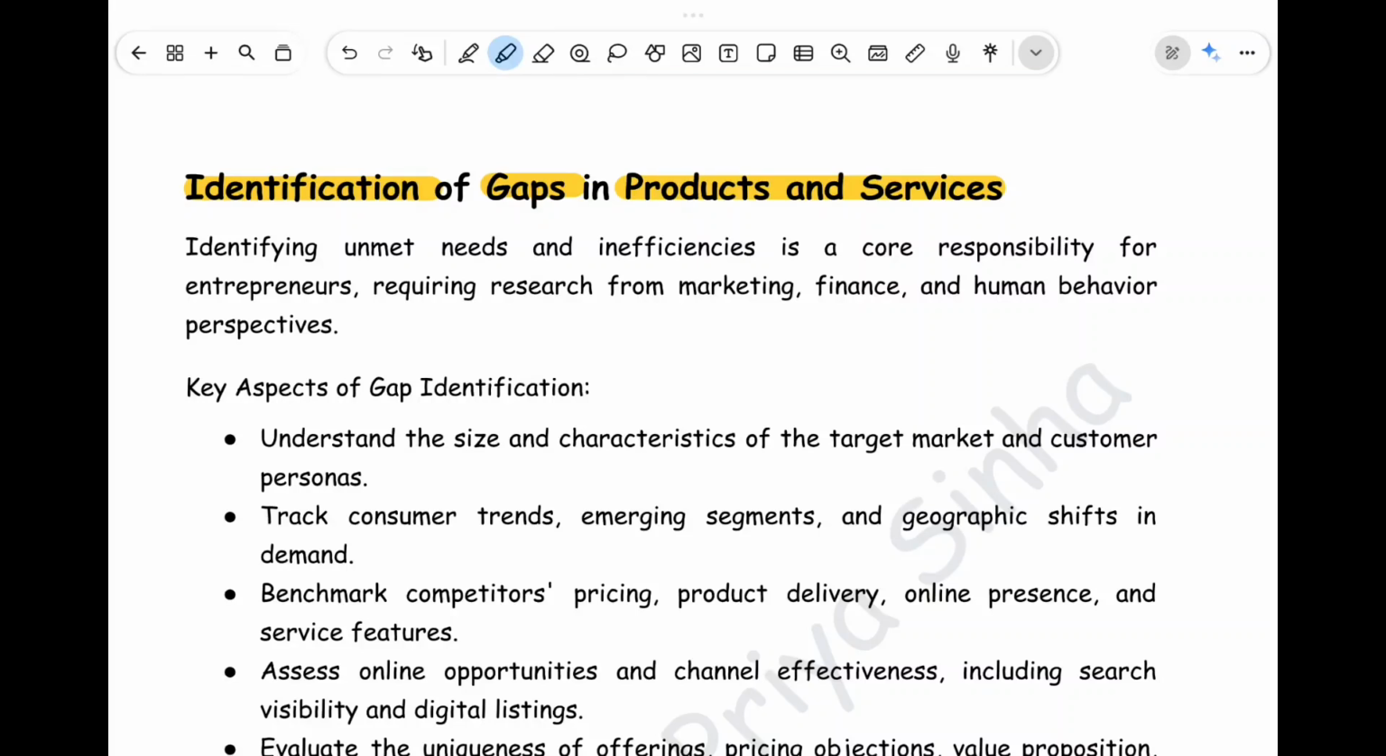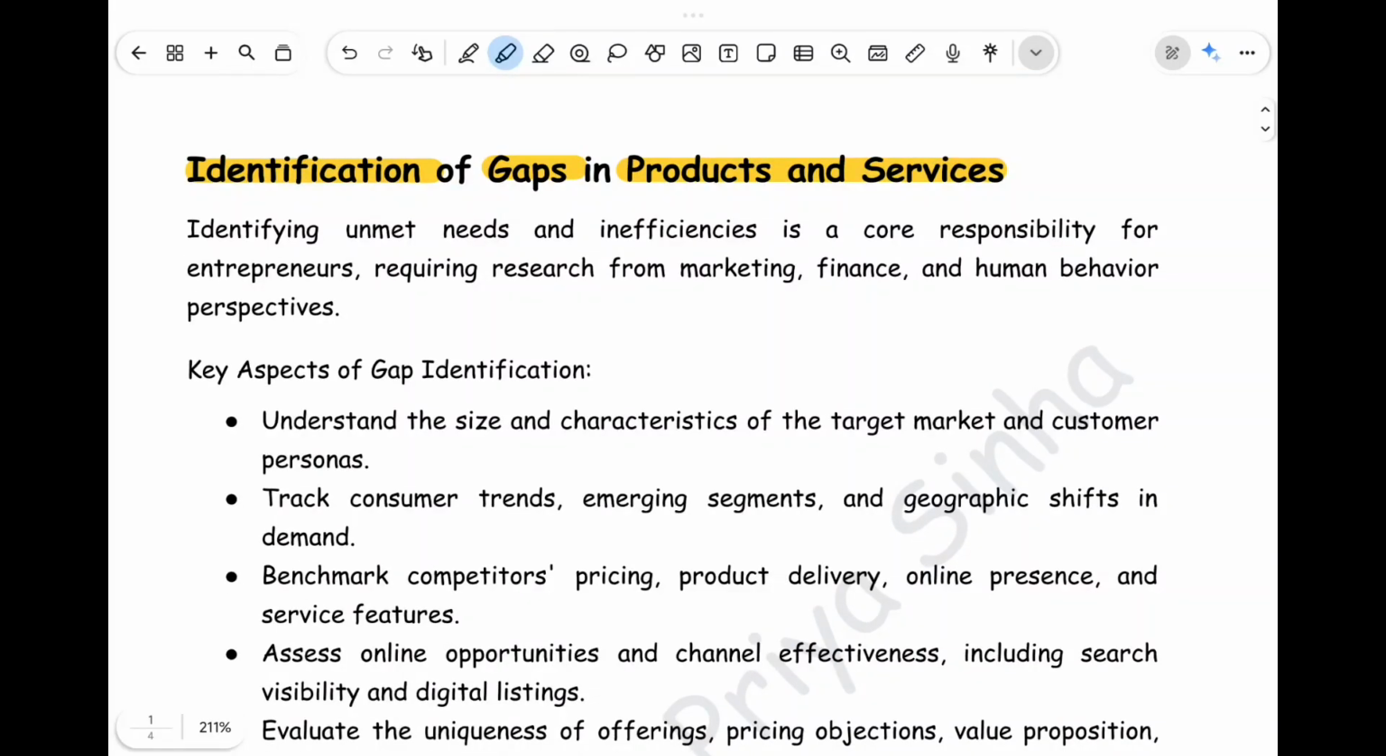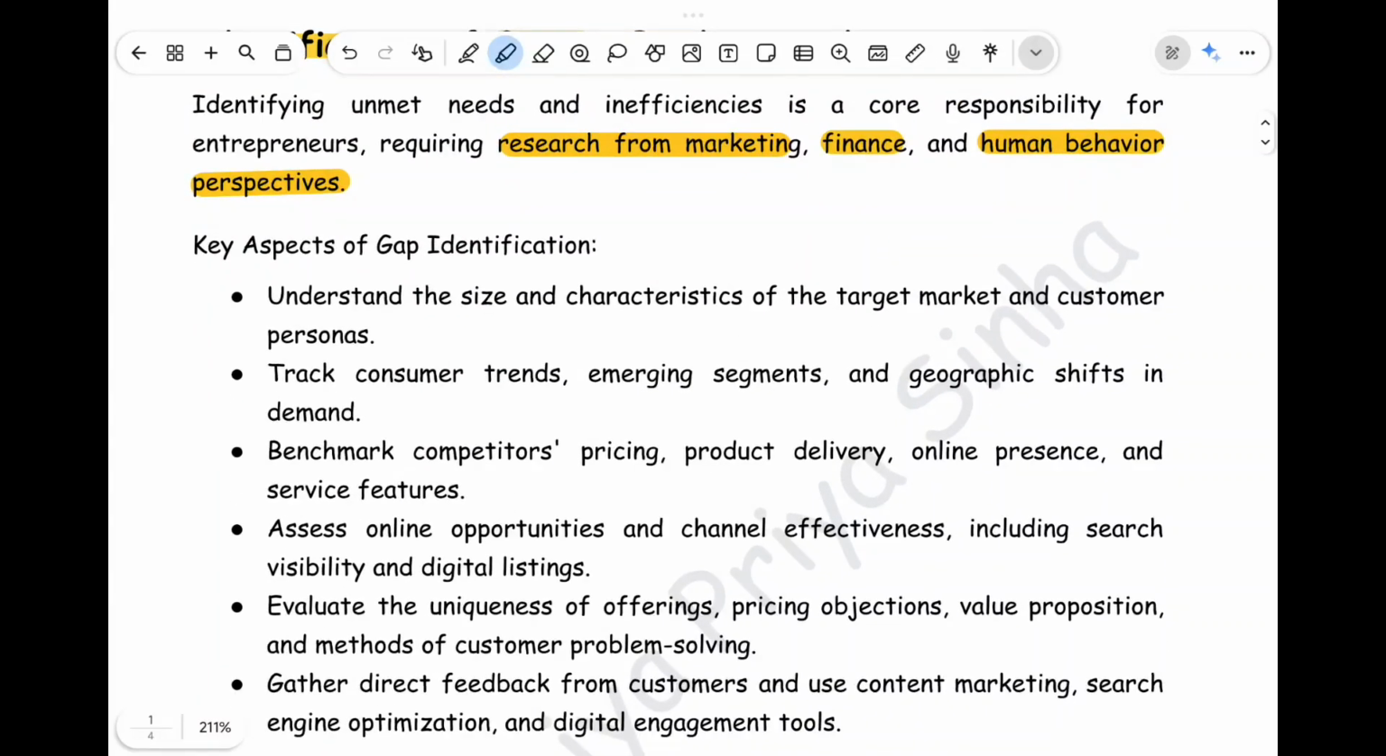So in today's topic we are going to discuss identification of gaps in product and services. So first let's start with this. Now we need to identify the unmet needs and inefficiencies, which is a core responsibility for an entrepreneur, requiring research from marketing, finance, and human behavior perspectives, right? So we need to identify that gap. Now, what are the key aspects of such gap identification?